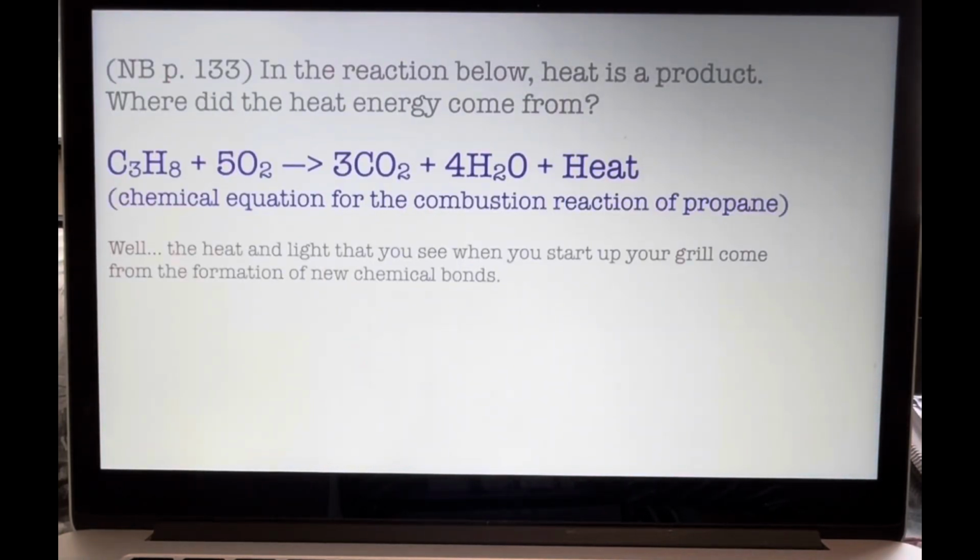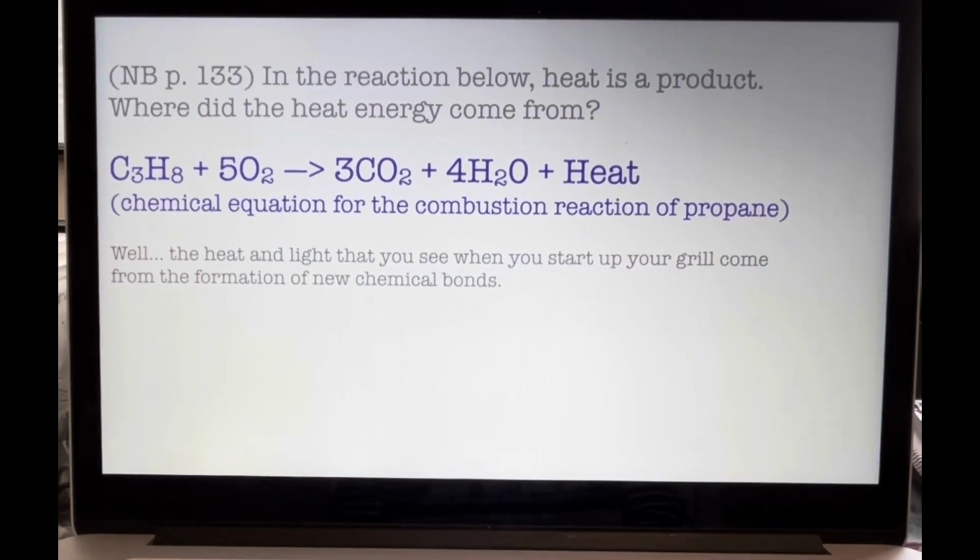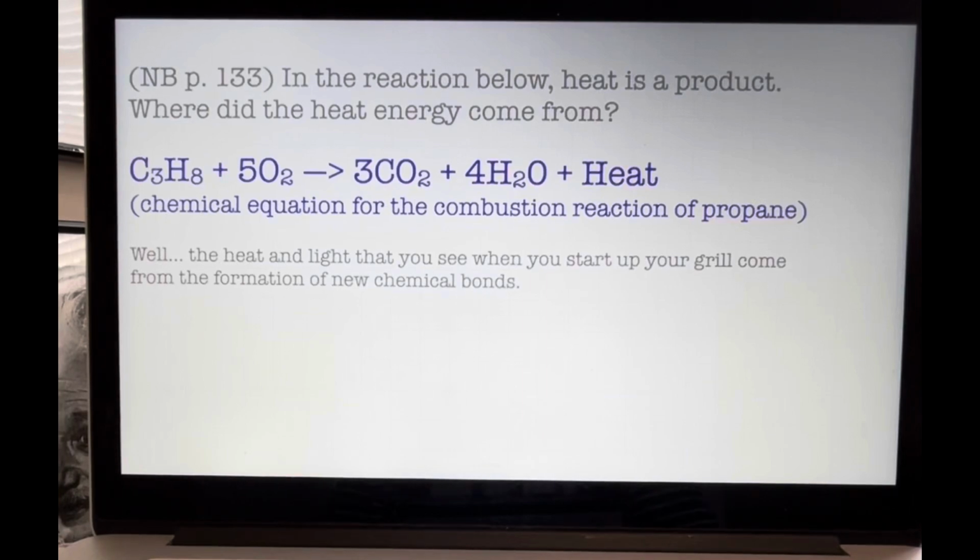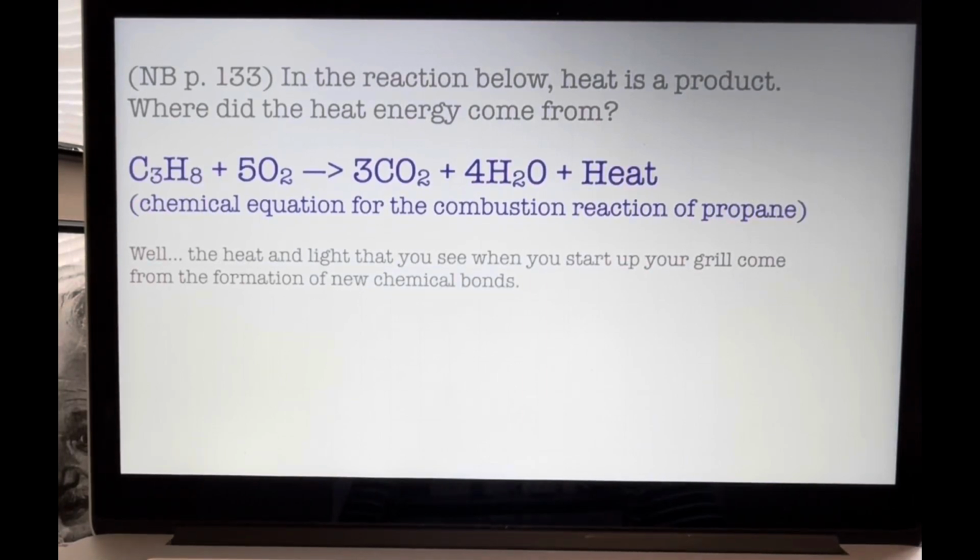Another question on notebook page 133. In the reaction below, heat is a product. Where did the heat energy come from? Well, as we just learned, the heat and light that you see when you start up your grill come from the formation of new chemical bonds.